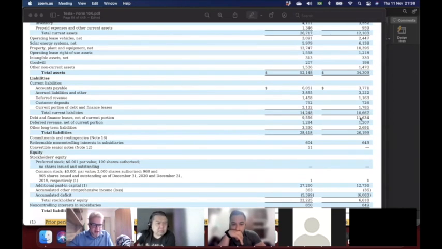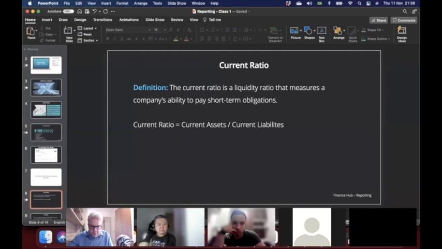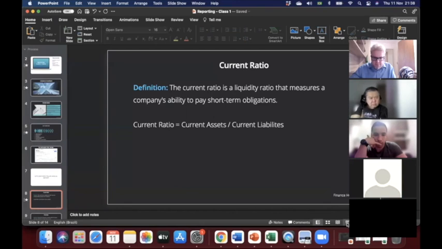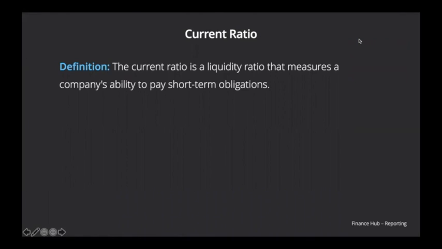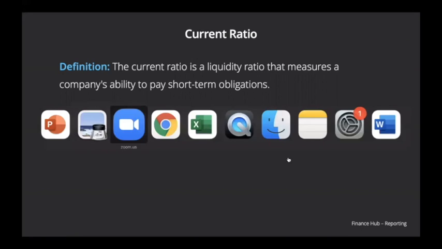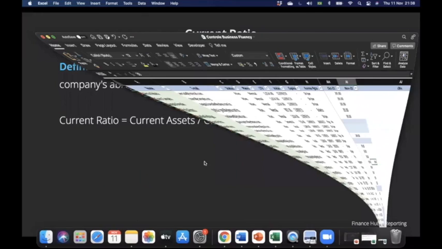What is interesting to analyze here? The current ratio, okay? There is a financial indicator called current ratio. The current ratio is a liquidity ratio that measures a company's ability to pay short-term obligations. Current ratio means current assets divided by current liabilities. This number is good if it's higher than 1. So I pre-calculated here for you, the current ratio.